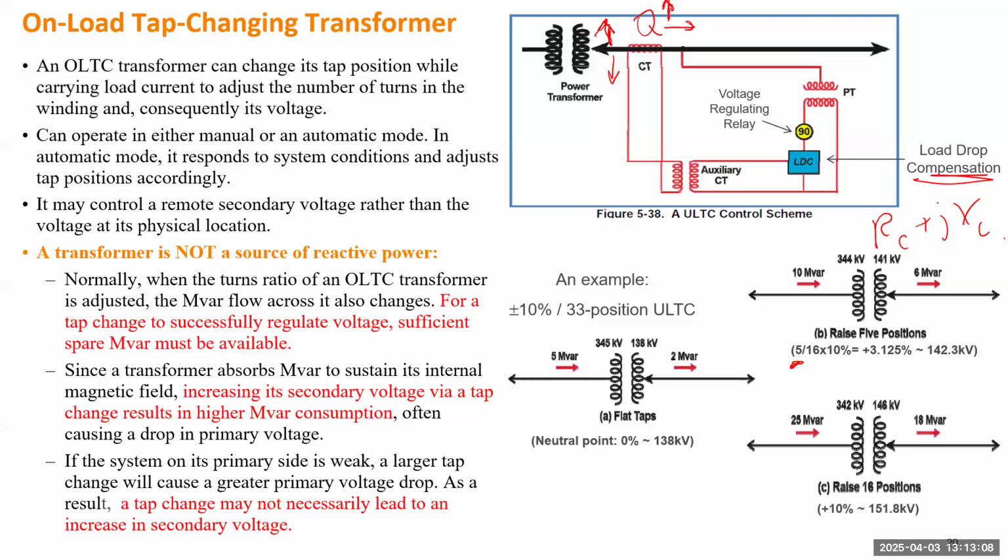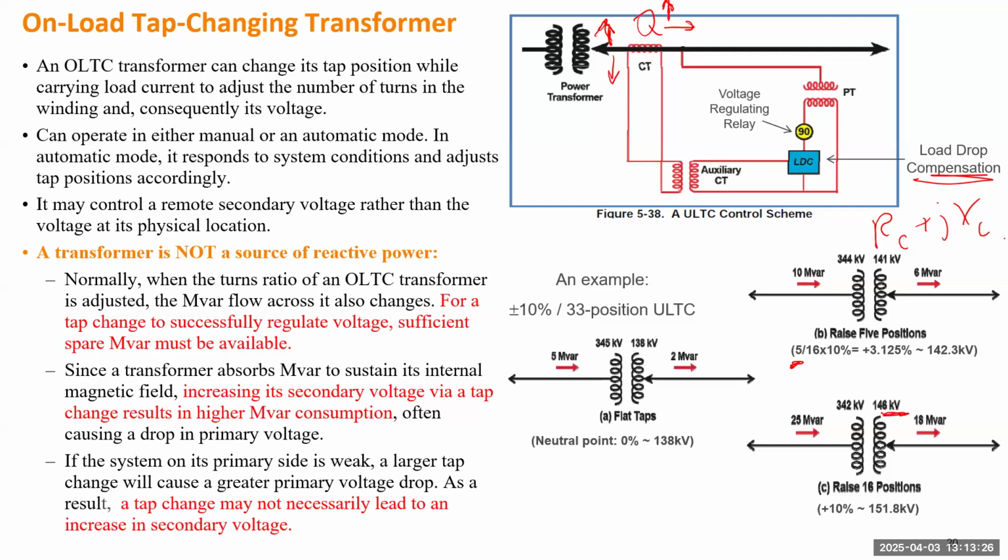The third condition: if you want to further increase the voltage to 150 kV, based on your calculation, you need to move up to the end to utilize all the 16 positions. But eventually, you only get 146 kV.